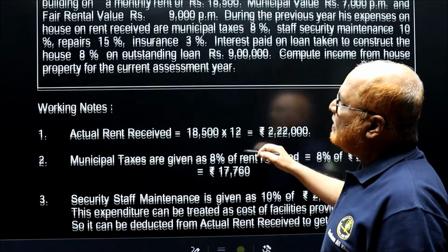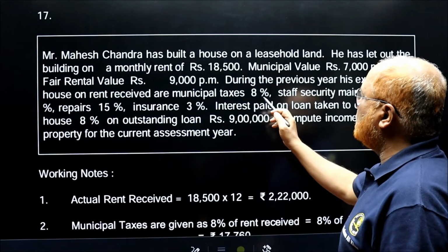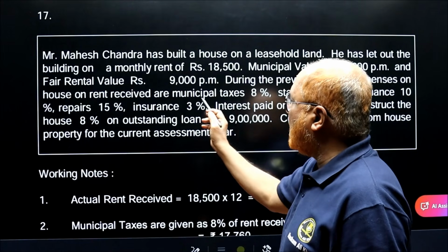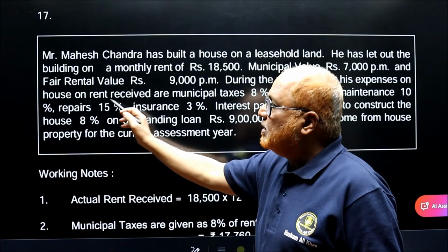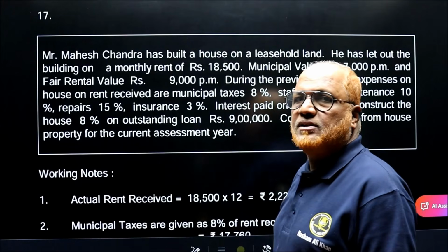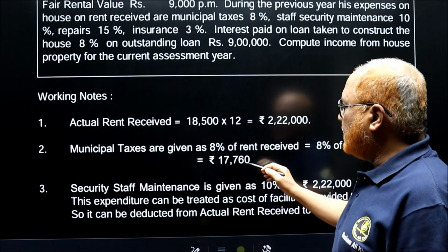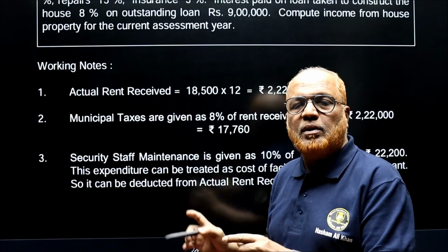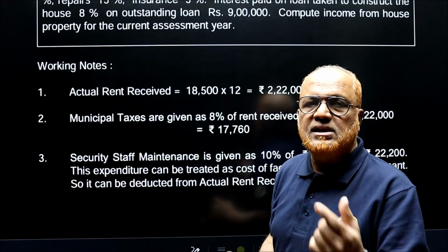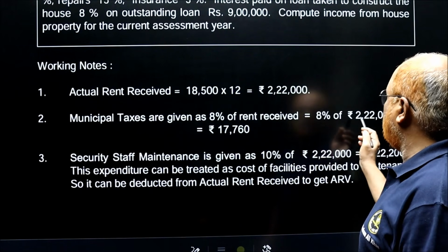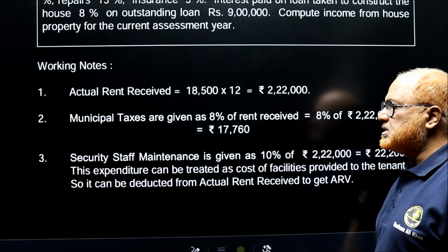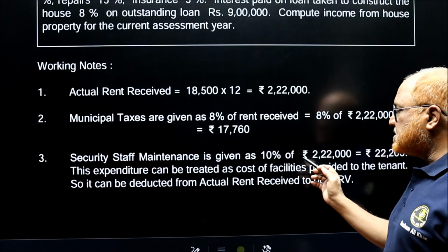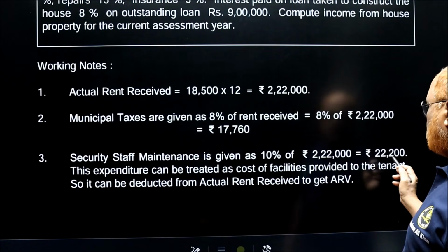In the problem, it is given municipal taxes as 8% here. During the previous year, his expenses on the house on rent received are municipal taxes 8%. Specifically given, this 8% is on rent received, right? So 8%. Normally, municipal taxes will be based on MRV. But in this problem specifically, it is given on rent received 8%. So 8% of 2,22,000, 17,760. Now, security staff maintenance is given as 10% of 2,22,000, 22,200.